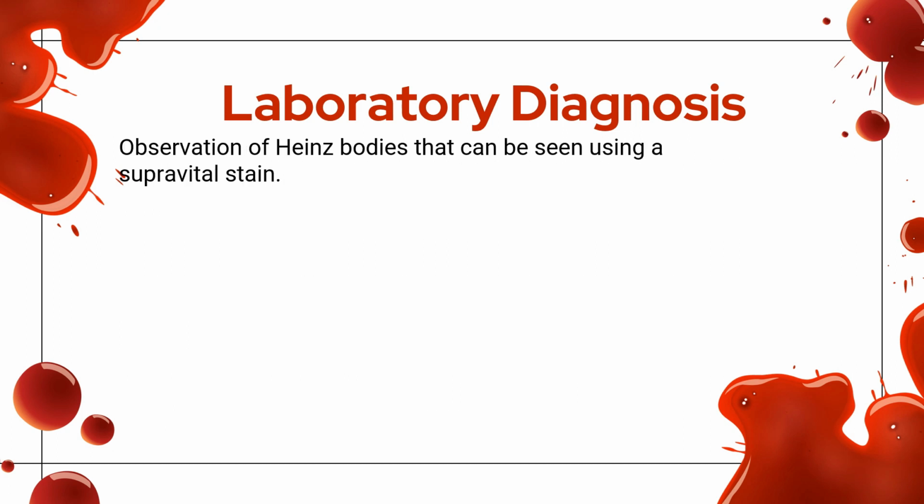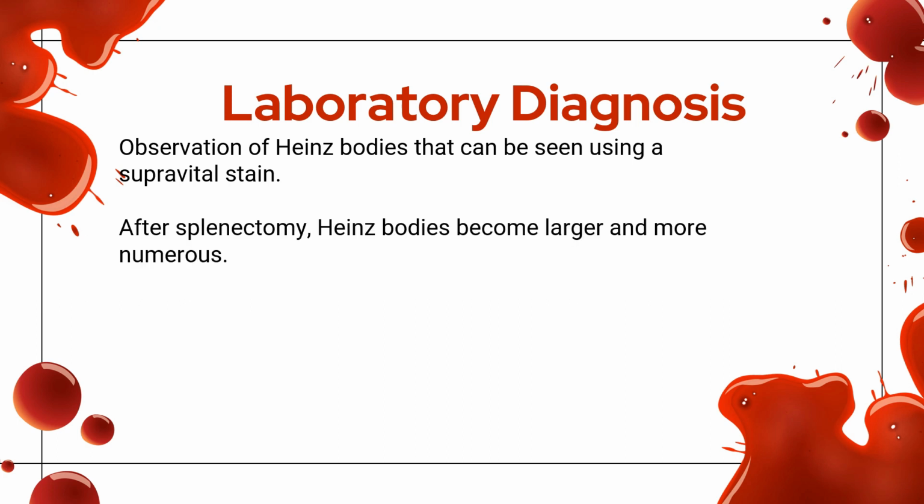One intriguing observation in the laboratory involves the visualization of Heinz bodies. These are abnormal structures formed by precipitated hemoglobin. They can be seen using a supravital stain, which highlights their presence. After splenectomy, Heinz bodies become larger and more numerous, adding another piece to the puzzle.